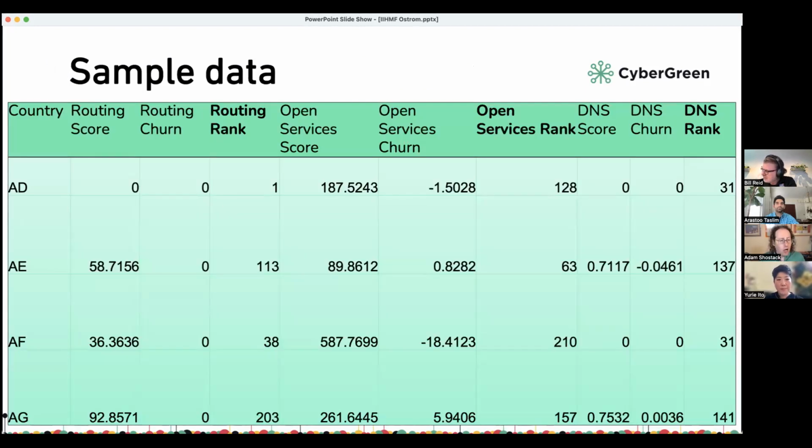And just to be concrete, what we're doing is, for each country, we are generating scores. So, for example, the first 4 countries, we're measuring a routing score. We're measuring churn across those, and this was an early capture of the data. And so the routing churn is surprisingly low. We think it might go up as we do more of this. We score the open services, we measure their churn, and we measure DNS and its churn. And you can actually see in these churn columns, there are some changes to those numbers.